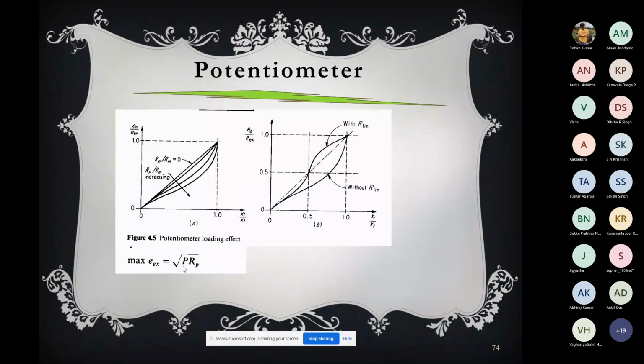So we have to keep a balance so that the output has an acceptable nonlinearity and the sensitivity is also acceptable. You cannot go very high. Very high sensitivity cannot be achieved because it contradicts with the linearity. So we need to have a trade-off.